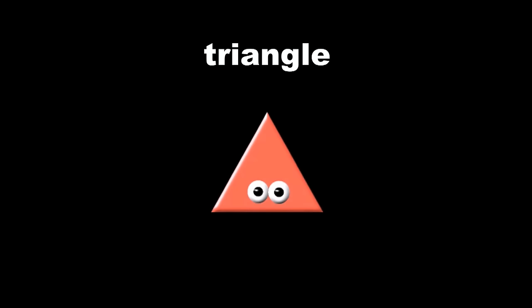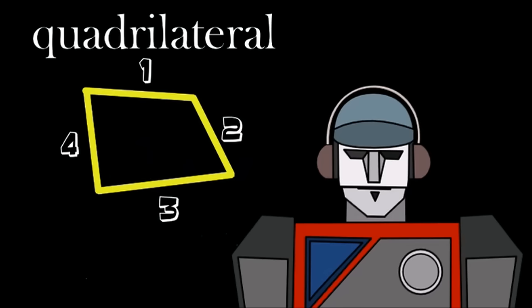I see a triangle, it has three sides. Here come the quadrilaterals. They all have four sides, but they're all different shapes.